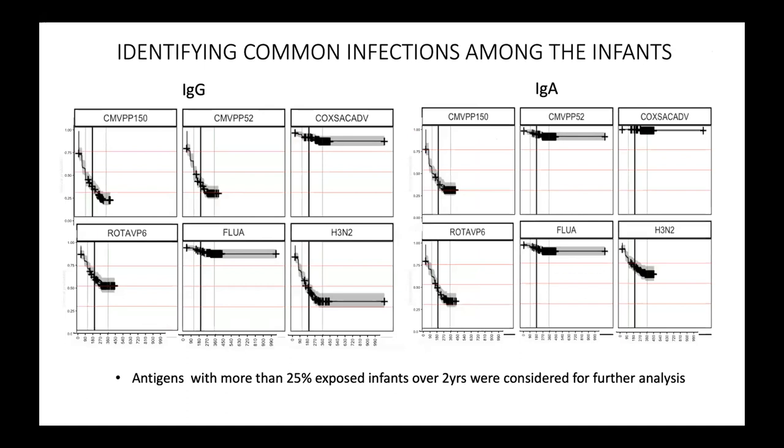So these are survival curves. Each of these is the population response to these antigens or pathogens. And you see that for this, let's say rota, by the time it's 1 year, almost half of the infants had been exposed to rota. Almost over 75 percent had been exposed to CMV. And now for this, like Coxsackie, it's an adenovirus, even less than 25 percent were exposed. So I didn't analyze these as common infections. So I selected only those that proved to have been in the population by response, by survival curve.